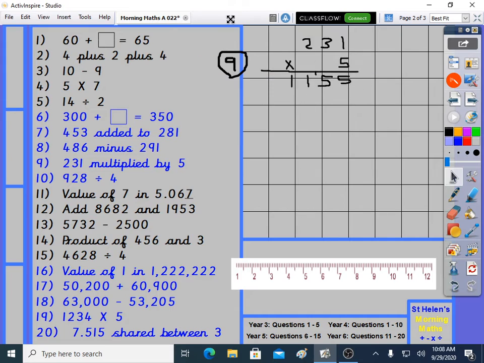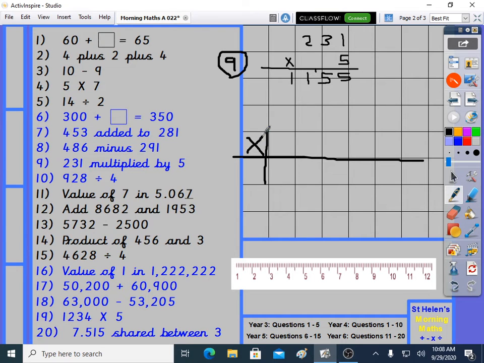This is a method you will be doing later in year 4. Don't worry if you don't really understand it right now. I actually just automatically did that one this time for some reason. But here's your grid method. 230 and 1, you'll remember this, multiplied by 5. So when I get my final answer, it should be the same as 1,155.